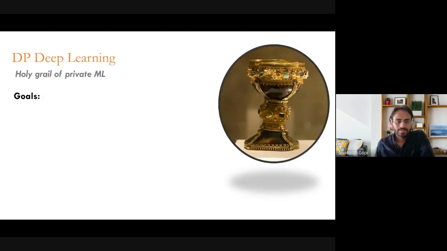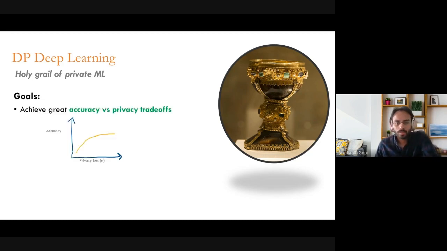Okay. So I would argue that differentially private deep learning is really the holy grail of private machine learning. It's because deep learning is the most important thing in machine learning, and how we make it differentially private really opens many doors in private machine learning.